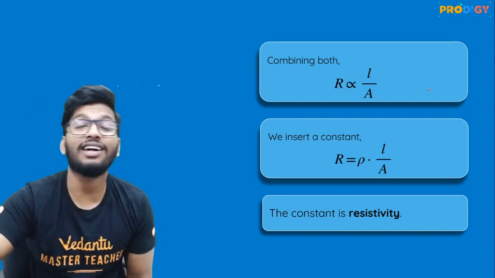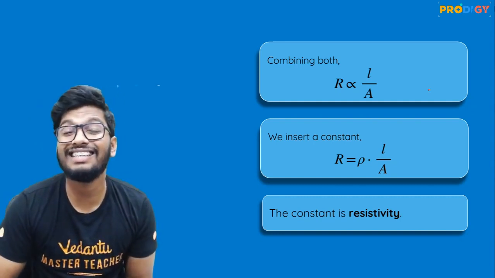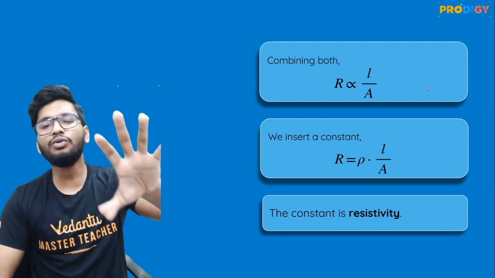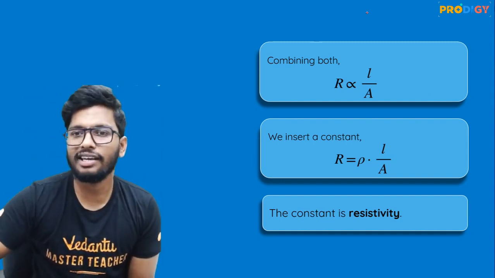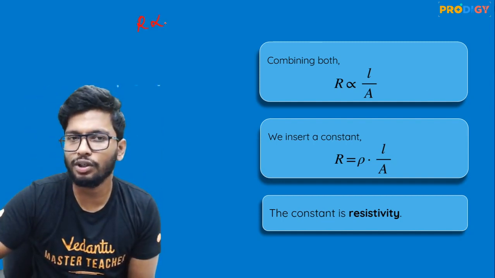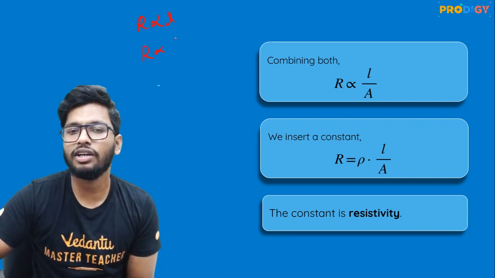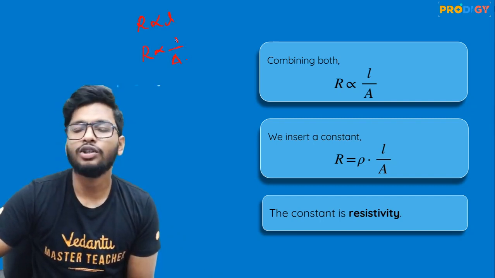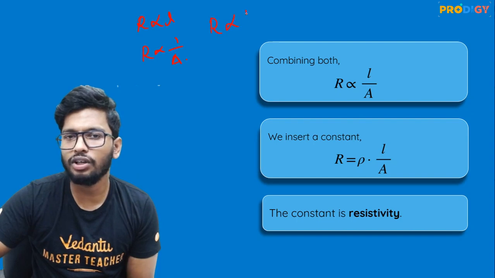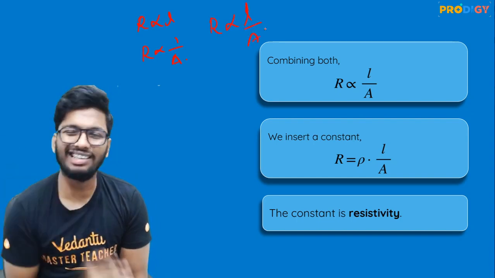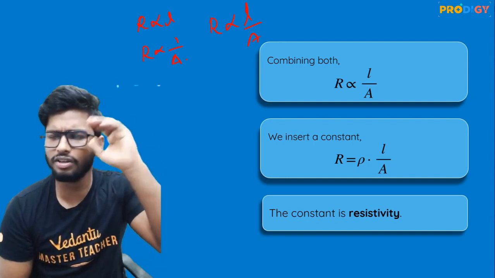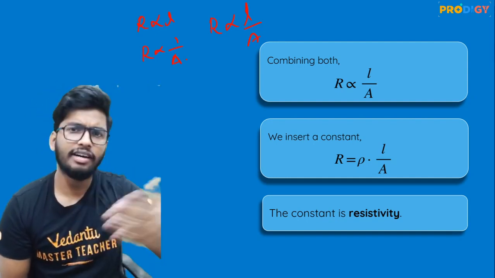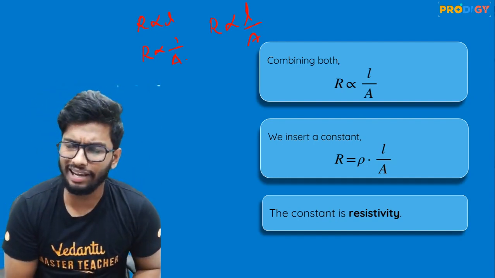So one other factor it depends on is called resistivity. In order to remove this proportionality sign, once again guys, we found out that R is proportional to L, and R is inversely proportional to A. So I'm just going to write this as R is proportional to L by A, which I can easily do, right? Because on the left hand side I have resistance, so I'm just going to equate it.